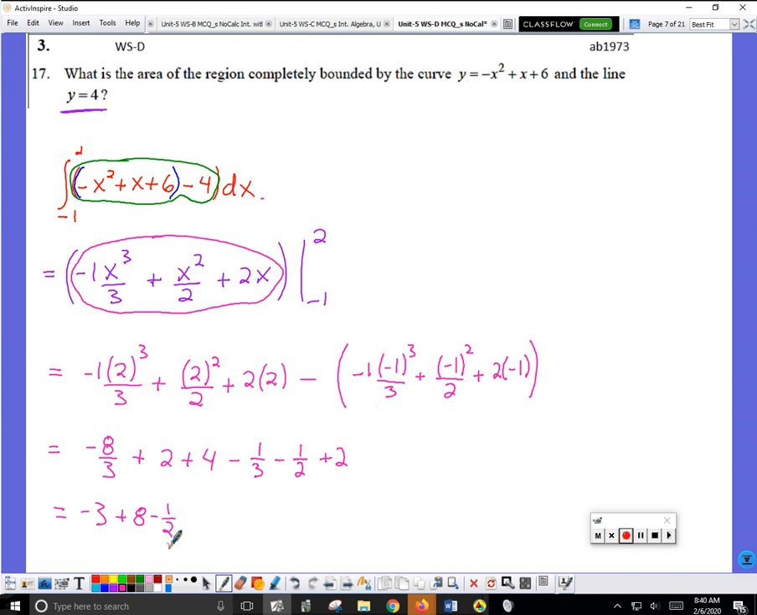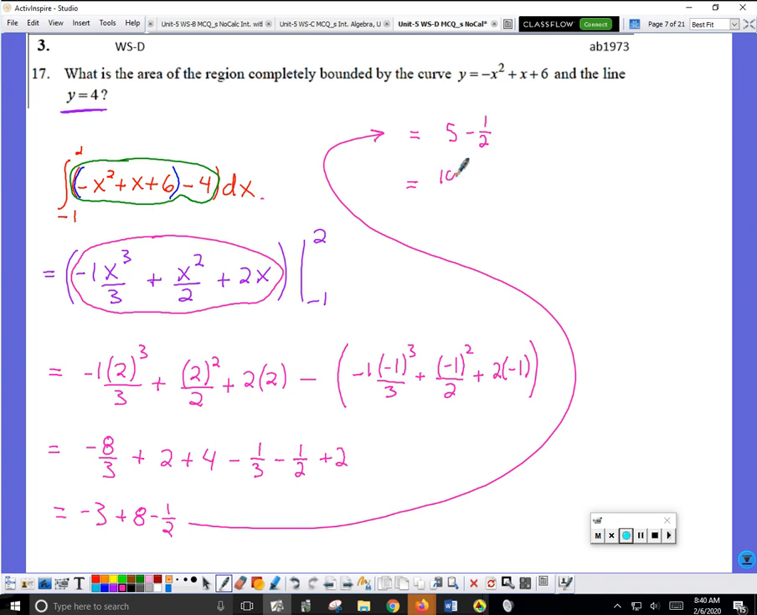Question? So then, since we don't have any room, that's going to be 5 minus 1/2. That's 10/2, subtract 1/2, so 9/2. Is that the correct answer, please? Yeah.